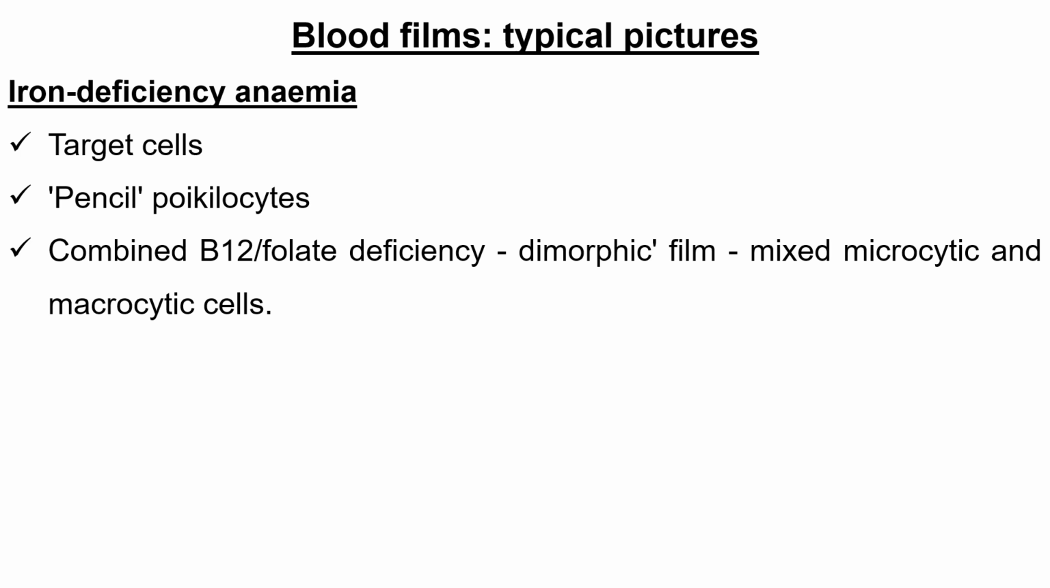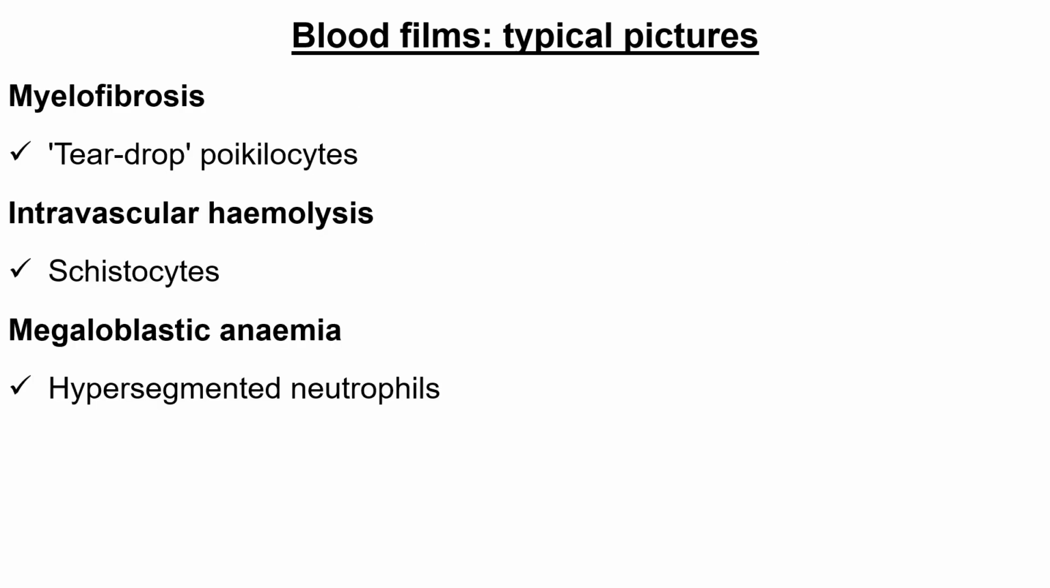Combined vitamin B12 and folate deficiency gives a dimorphic film, that is mixed microcytic and macrocytic cells. Myelofibrosis is characterized by teardrop cells, intravascular hemolysis comes with schistocytes, and hypersegmented neutrophils are present in megaloblastic anemia.